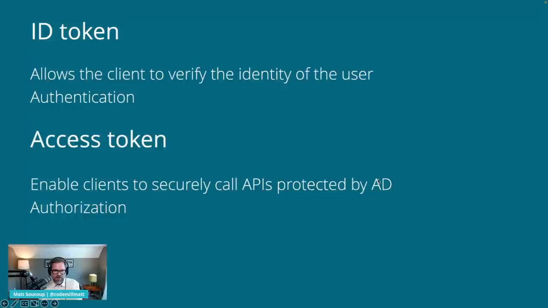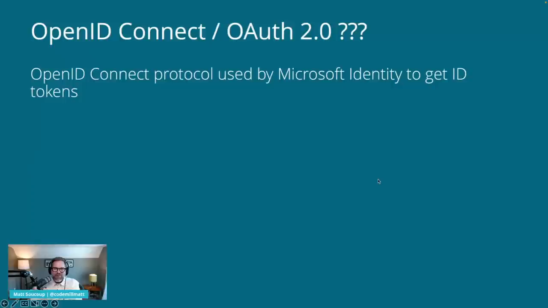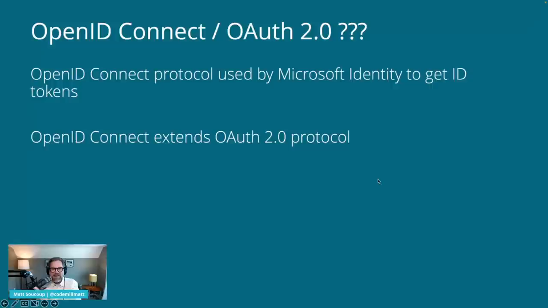Now we get to more of our terms: OpenID Connect versus OAuth 2.0, all that other stuff. When we're building an app, you're going to hear about all this. OpenID Connect is what the identity platform uses to get ID tokens. You'll see a lot of things abbreviated OIDC. That's OpenID Connect, so keep that in the back of your mind. The OpenID Connect protocol extends the OAuth 2.0 protocol. It's essentially a child of, and inherits from, OAuth 2.0.